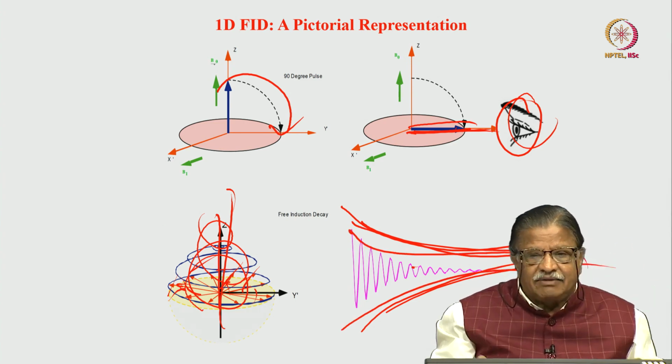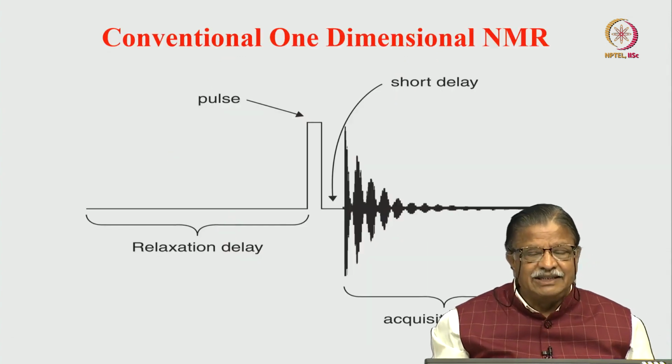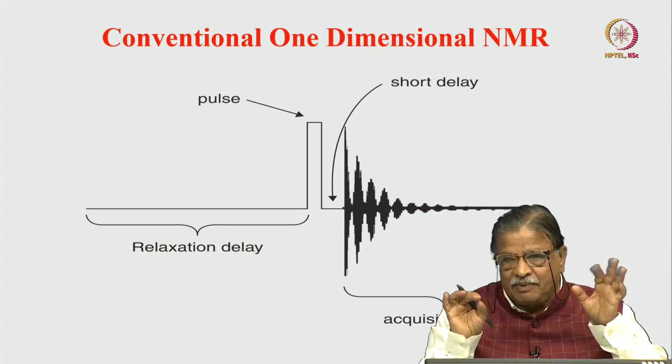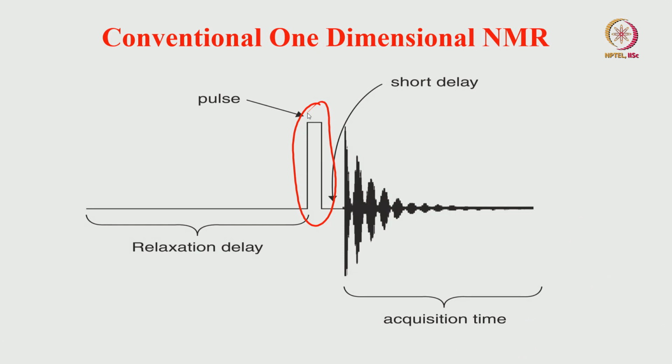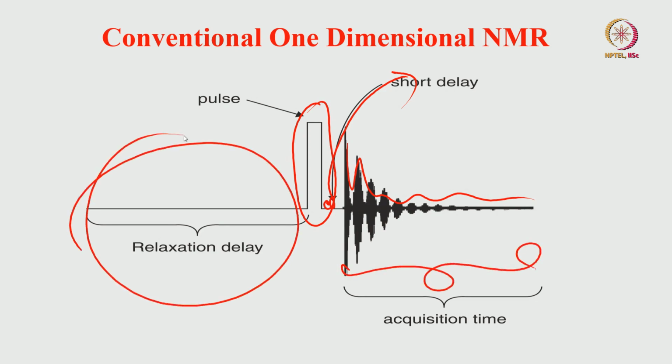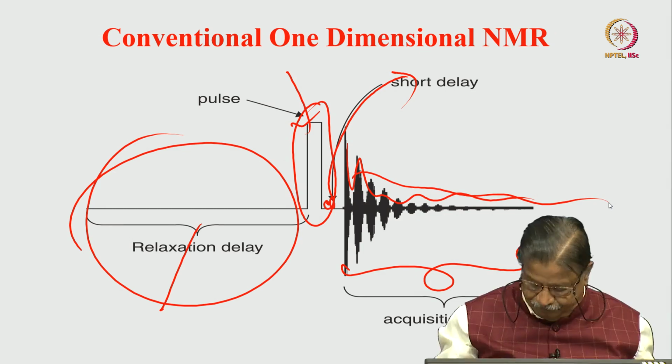This is what we are going to collect in the NMR spectrometer, and this is what a conventional one dimensional NMR experiment looks like. You apply a radio frequency pulse, RF pulse, and give a small short delay just to make sure there is no dampening. Afterwards you start collecting the signal as a function of time. This is called the acquisition time, and you give enough time here for the nuclear spins to attain equilibrium. That is called a relaxation delay. So, you have a relaxation delay, apply a radio frequency pulse, and then start collecting the signal. This is basically the one dimensional conventional NMR experiment.